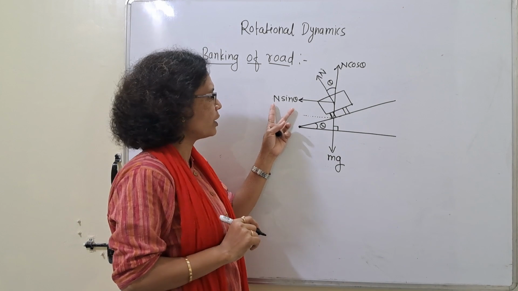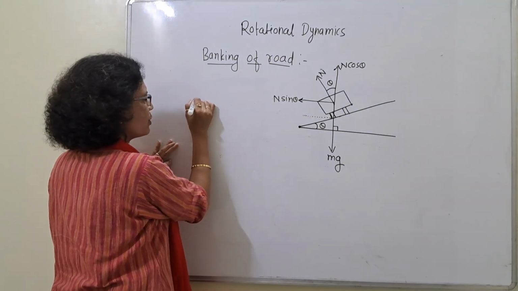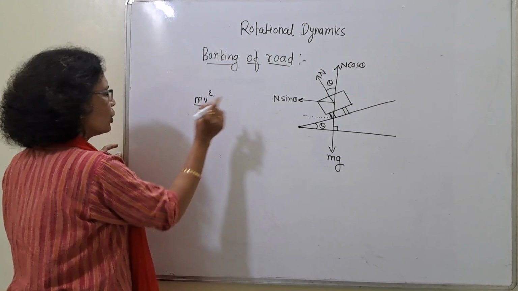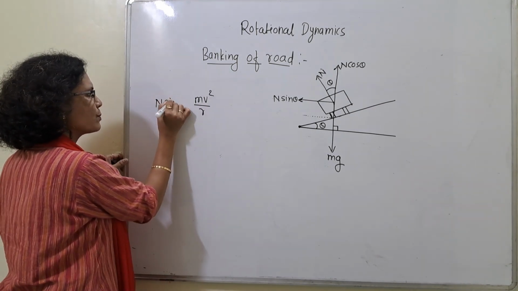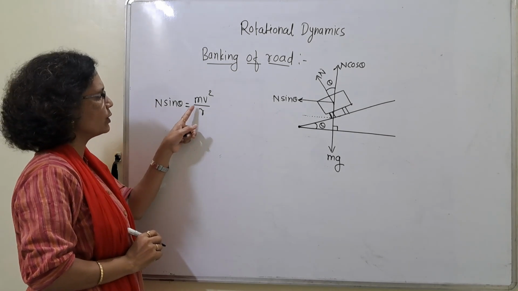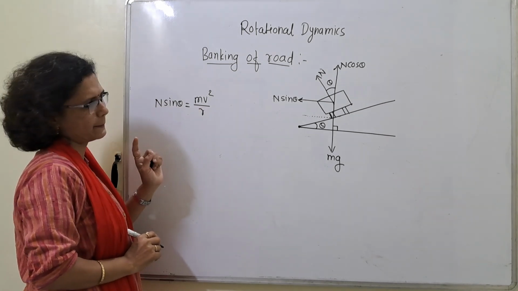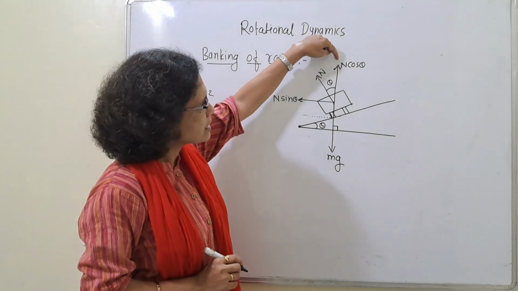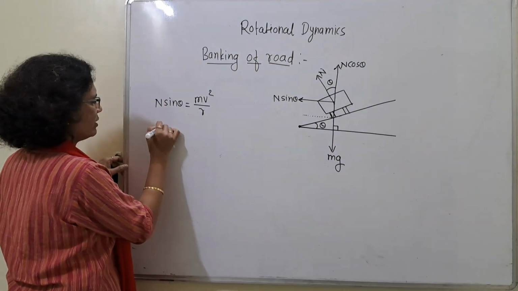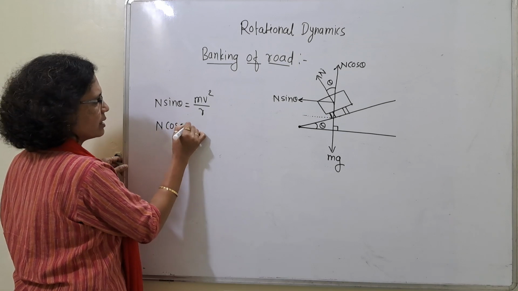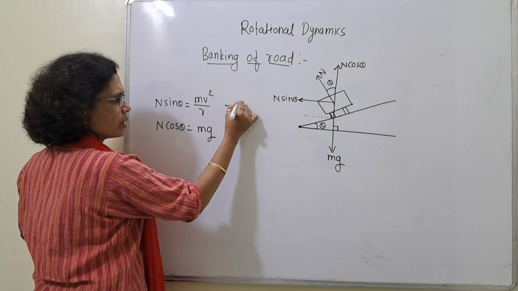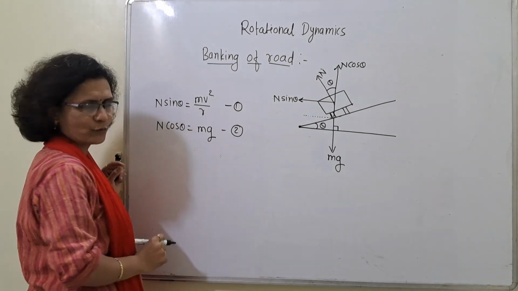What is the formula for centripetal force? It is mv square by r, correct? So, this n sin theta is providing centripetal force, which means n sin theta is equal to mv square by r. Now, this n cos theta is balanced by the weight force mg. So, what can I write? I can write n cos theta is equal to the weight force mg. Let this be equation number 1, and this is equation number 2.